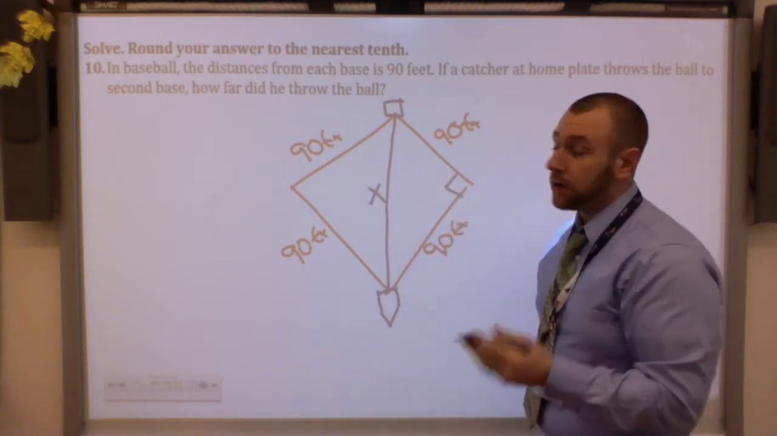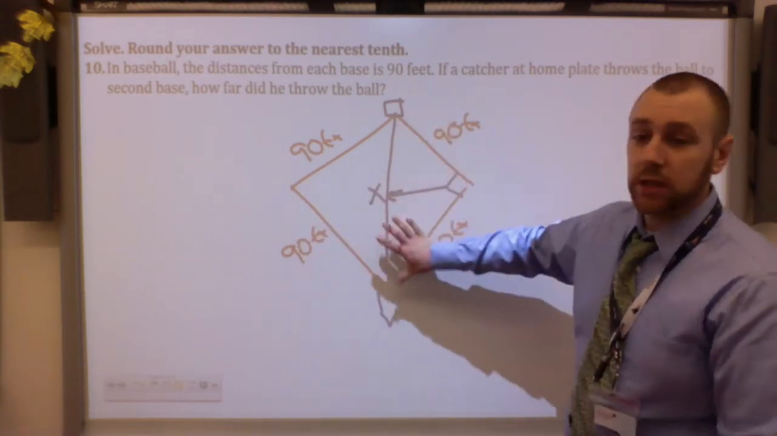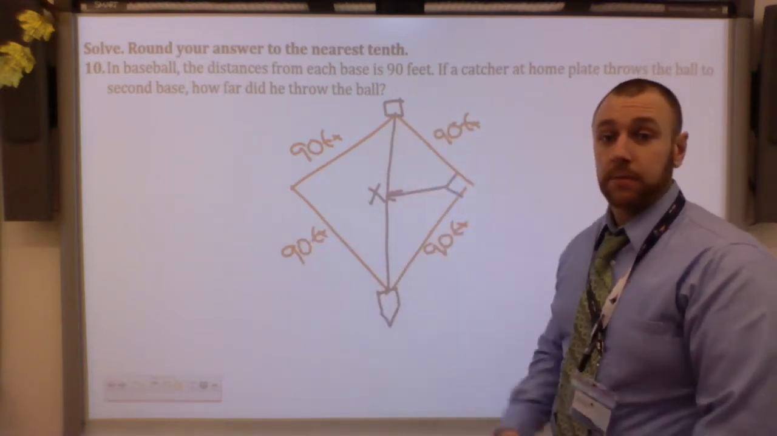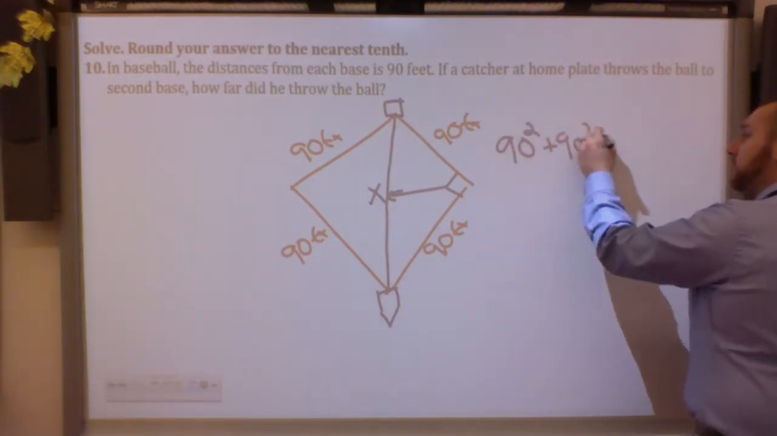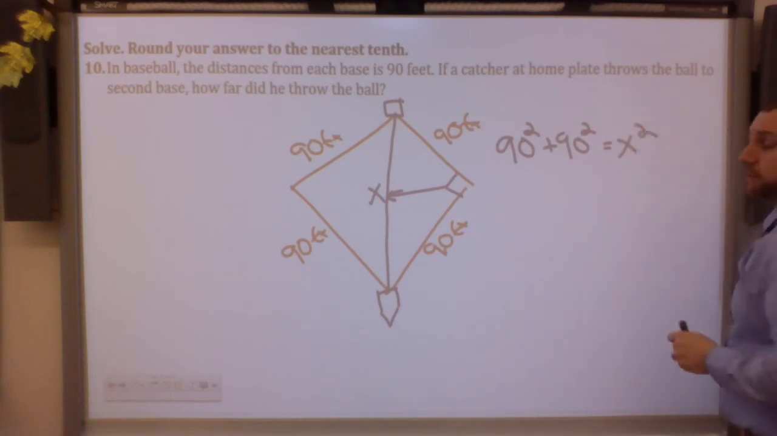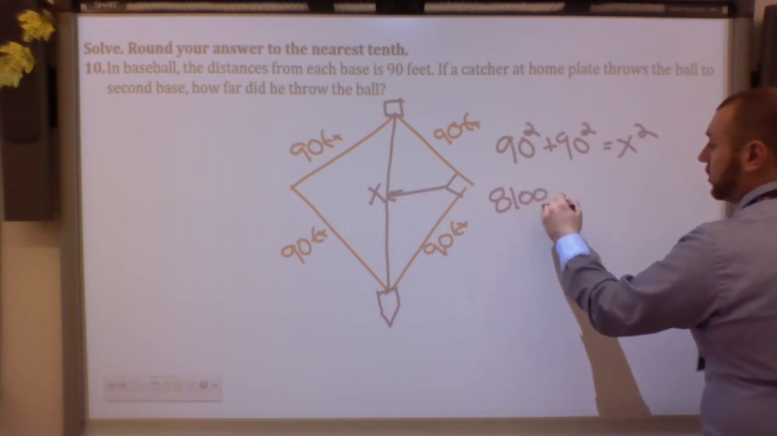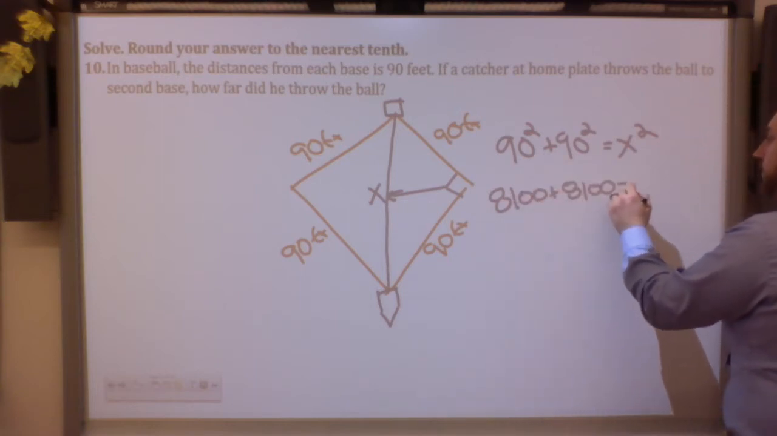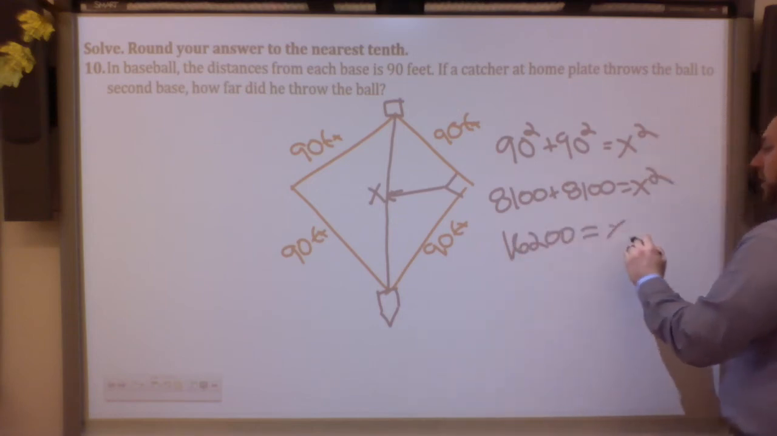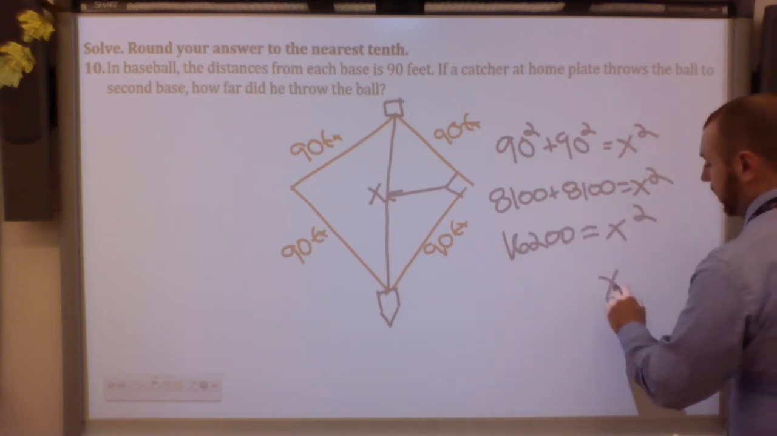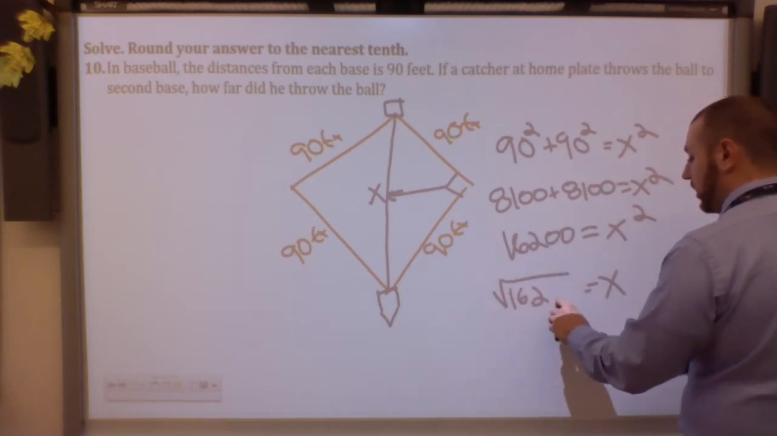Here's my right angle. Again, if I forget about this side, this is just a slanted right triangle right here. So I can set it up: 90 squared plus 90 squared equals x squared. And I get 8,100 plus 8,100 equals x squared. So 16,200 equals x squared. So x is going to be the square root of 16,200.